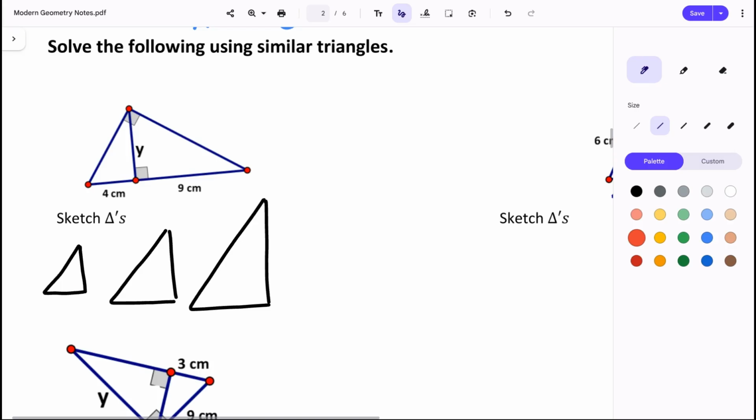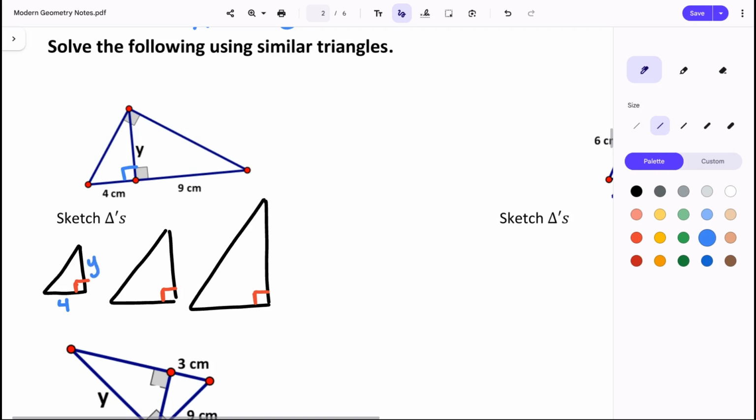Okay, they all should be right triangles, so you can put little right angle boxes in all of them here. And then we want to start labeling with what we have up above from our picture. So starting with the small triangle, remember this is where your right angle would be. Let's label our sides. So we see that the bottom piece is a 4, and then the other leg on the other side of that right angle is where the Y is.